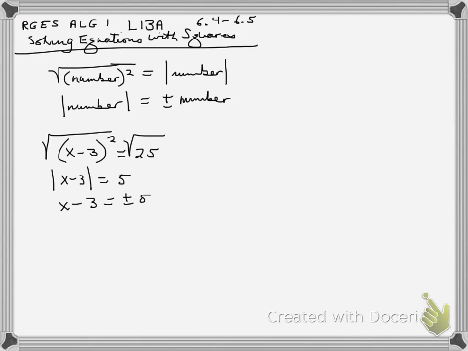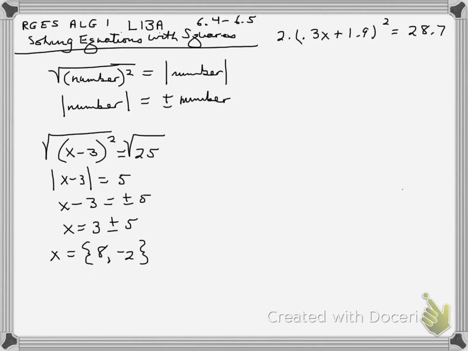Add my 3 to both sides and find my two values. 3 plus 5 is 8, and 3 minus 5 is negative 2. Let's go ahead and look at another example.